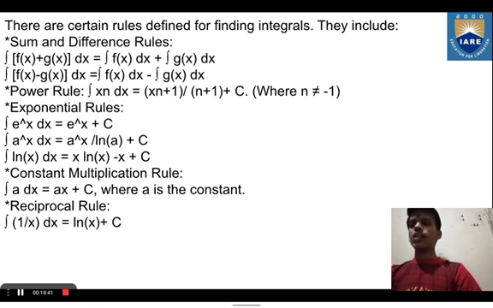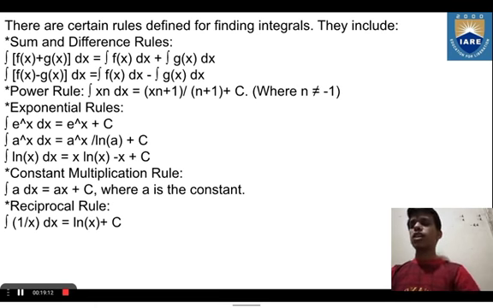So there are certain rules defined for finding integrals. They include the sum and difference rule. That is, the integration of f(x) plus g(x) is the same as the integration of f(x) plus the integration of g(x). Similarly, in subtraction, the integration of f(x) minus g(x) is the same as the integration of f(x) minus the integration of g(x). Next, the power rule. If you are finding the integration of x power n dx, it will give you x power n plus 1 by n plus 1 plus c.